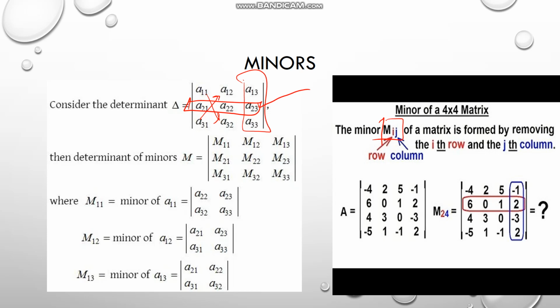So as we can see here, the minor of A12 is M12. How will we find this minor of A12? We have to hide the first row, second column. By hiding the first row, second column, we will get the minor of A12. For finding the magnitude, we need to multiply A21 with A33 and A31 with A23.